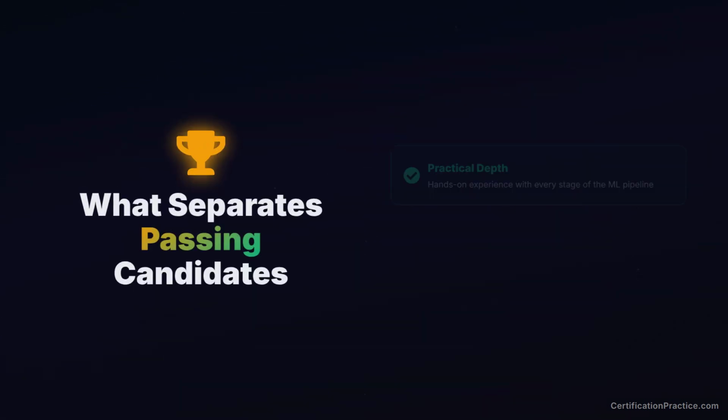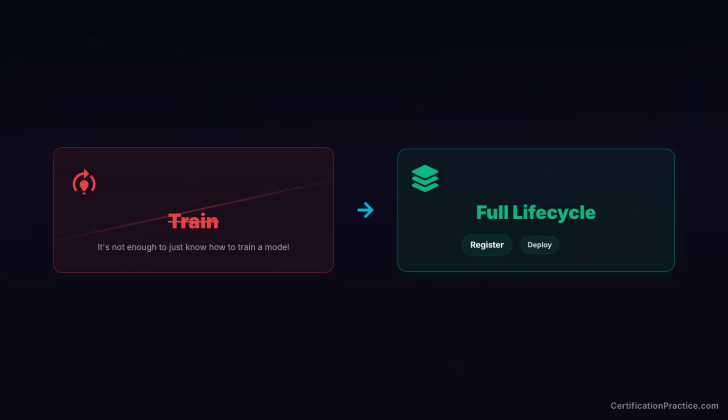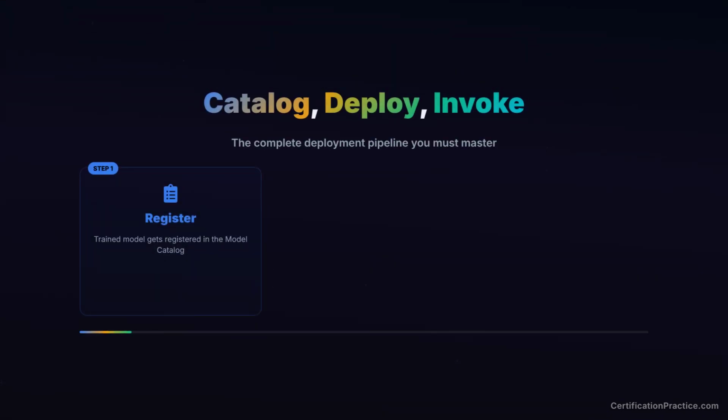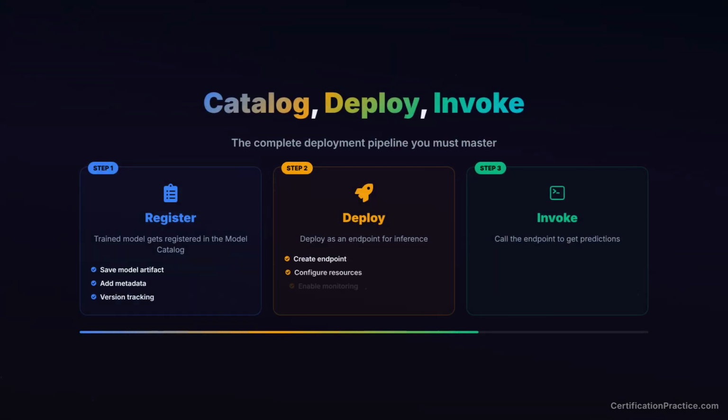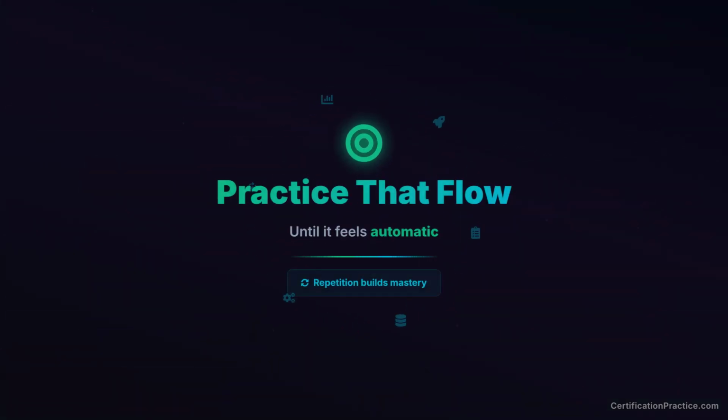Here's what separates passing candidates. They practice connecting these stages together. It's not enough to know how to train a model. You need to know how a trained model gets registered in the catalog, how it gets deployed as an endpoint, and how you invoke that endpoint. Practice that flow until it feels automatic.